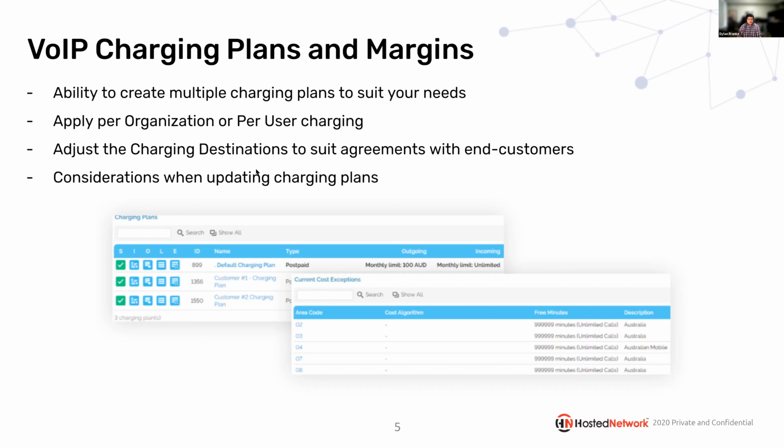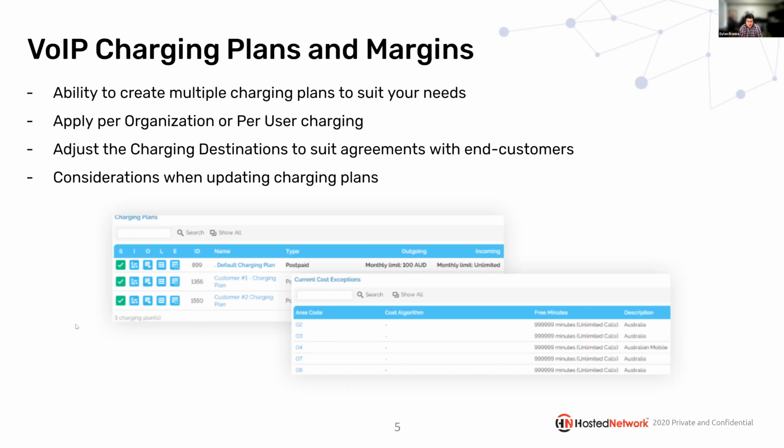So we did mention it briefly in the last webinar, but with the charging plans, there's a lot of flexibility to have multiple different types. Can we cover what they are? Yeah, I can definitely do that. A charging plan essentially is the baseline of how much you want to charge for outgoing calls, adding a margin to it, even to the point where you can charge different amounts to different destinations, as you can see in the cost exception screenshot there.